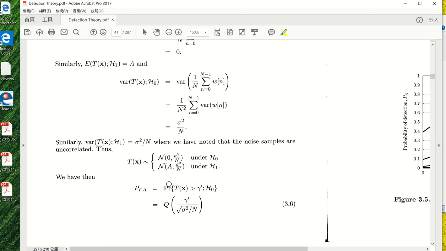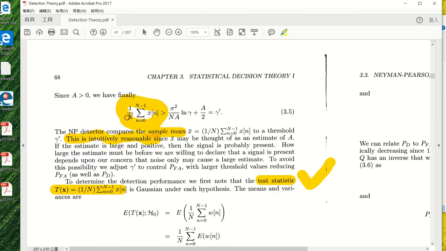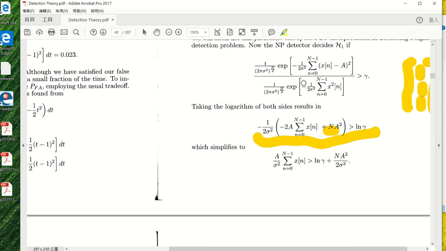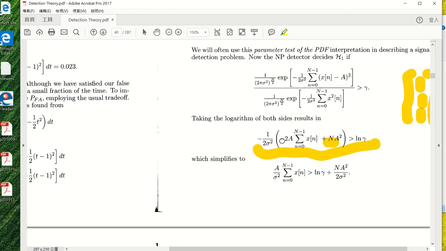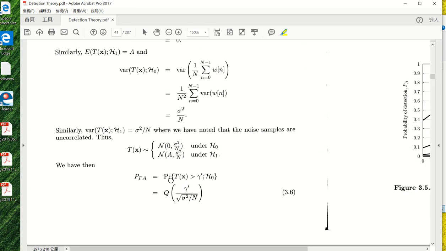We have then PFA equal to something like this. PFA is the probability that the test statistic is larger than gamma prime. How come it's gamma prime? Because we have derived it here, right? We say that from likelihood, it all started from the likelihood ratio. Remember, this is not arbitrary mathematics. It goes from likelihood ratio, simplification, further simplification, and then step by step goes to this. So H0 is distributed this way, and it has a statistic larger than gamma prime, then what happened? We make an incorrect decision on H1. That's why we call it a false alarm.